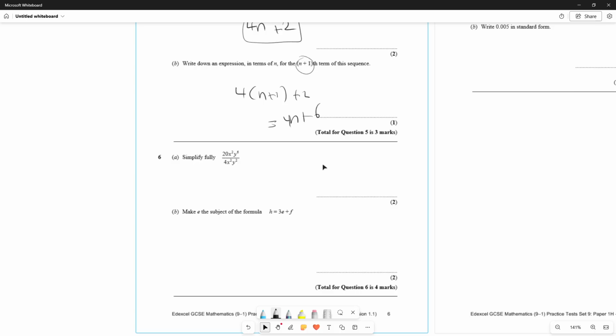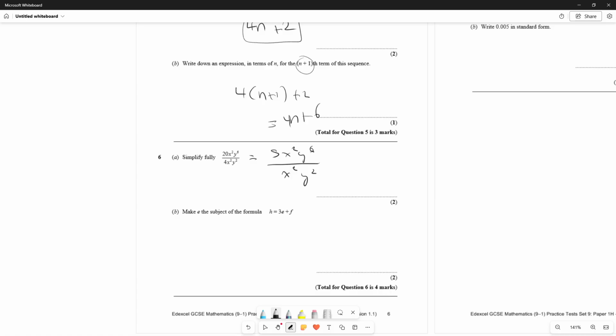Next, question 6a. Simplify fully 20x squared y to the power of 6 over 4x squared y squared. So immediately we can divide by 4. We can get rid of the 4 here because 20 is equal to 5 times 4. So this will equal 5x squared y6 over x squared y squared, since the 4s cancelled.